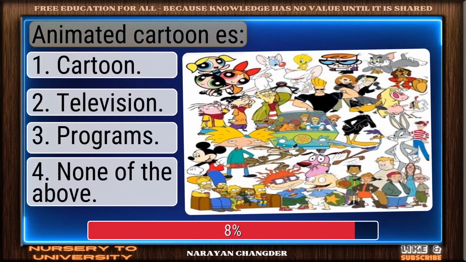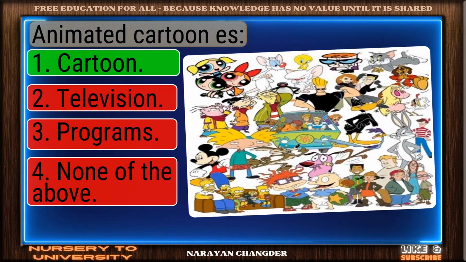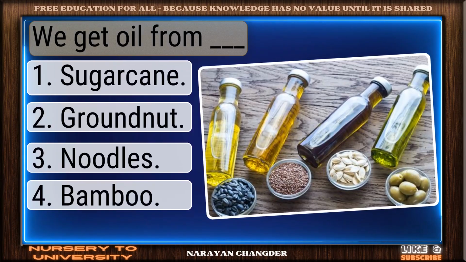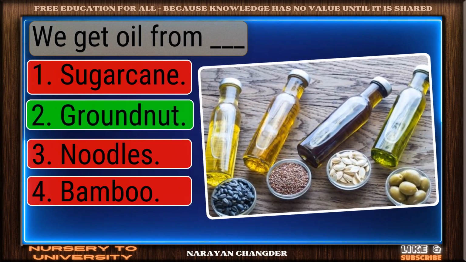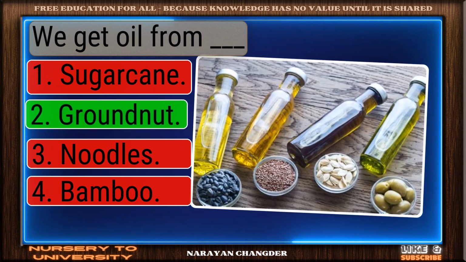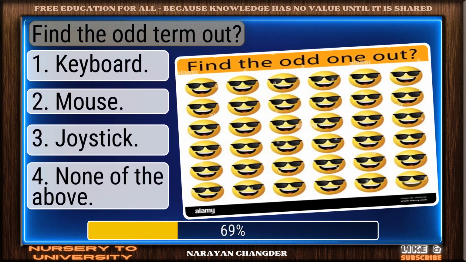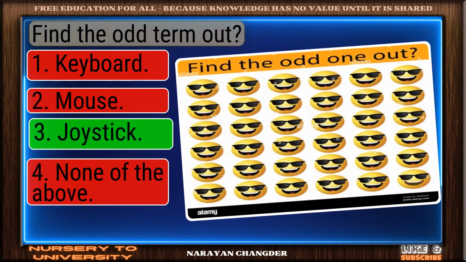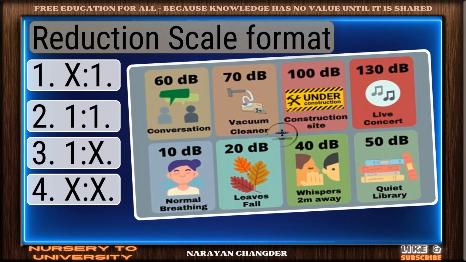Animated cartoon is. Right choice. Cartoon. We get oil from dash. Well done. Groundnut is right. Find the odd term out. Perfect. Joystick is the one. Reduction scale format.